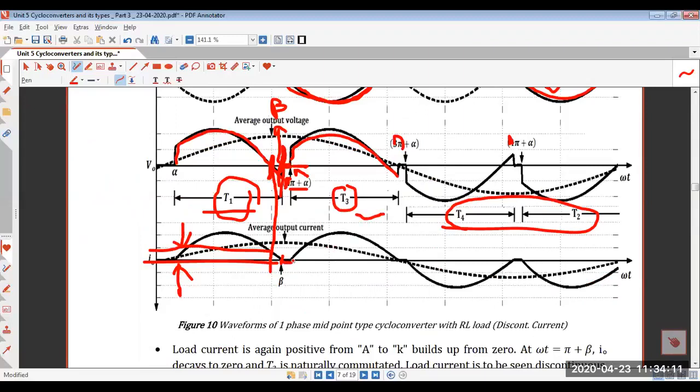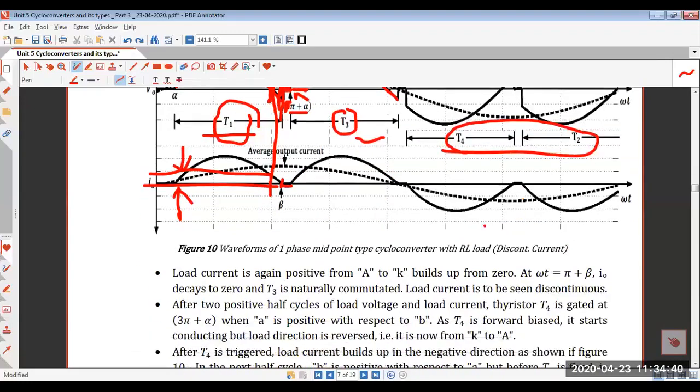As soon as you trigger T3, the current will increase and then become like this. In the case of a resistive load, you would see the current waveform is similar to the voltage waveform, like this, with a sharp edge here, but here you can see it is totally round in shape. So this is the discontinuous nature of the current, and it is because of the inductance present in the load. But that same inductance is also responsible for the continuous nature of current.